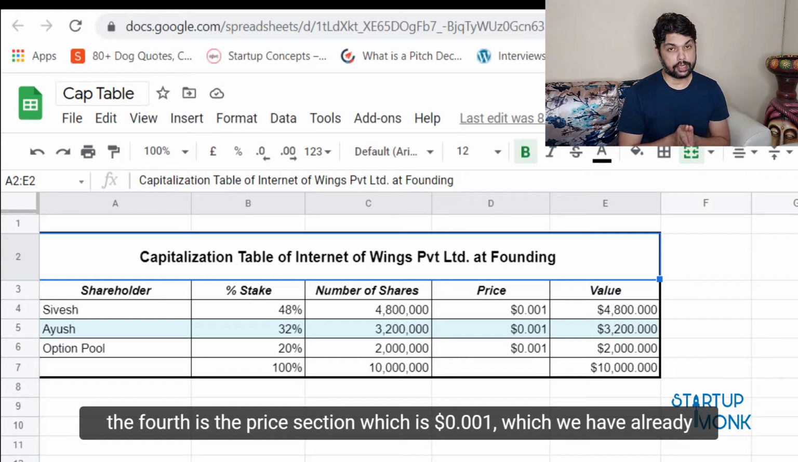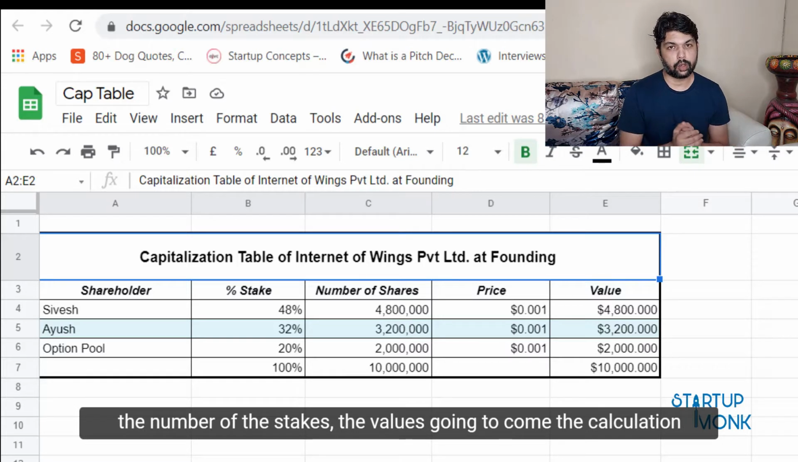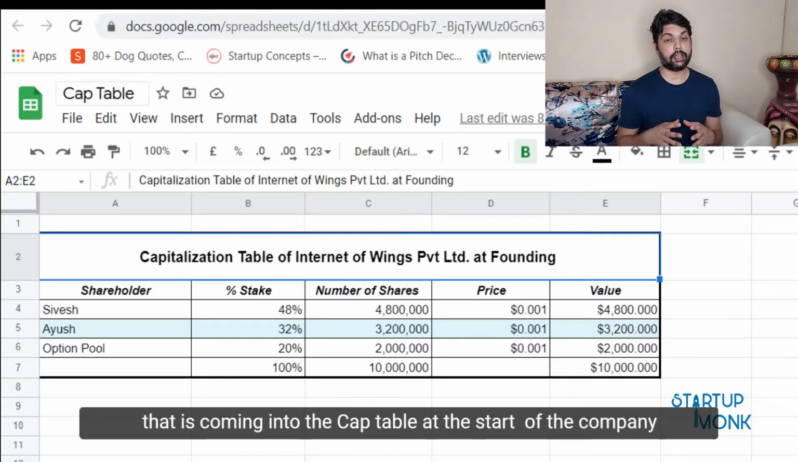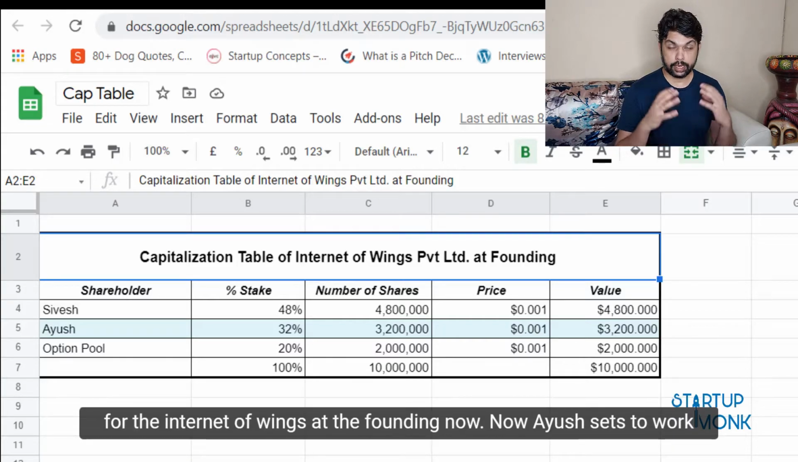The fourth is the price section, which is 0.001, which we have already decided, and the fifth part is the values. So when we multiply the price of these stakes with the number of these stakes, the value comes. The calculation in the cap table at the start of the company is number of shares 10 million and the total valuation $10,000. So this will be the cap table for Internet of Things at the founding.